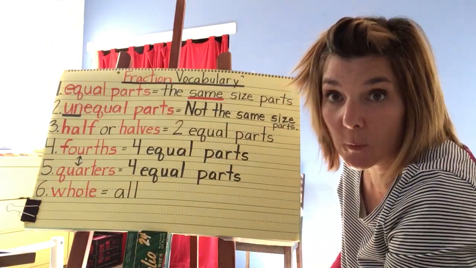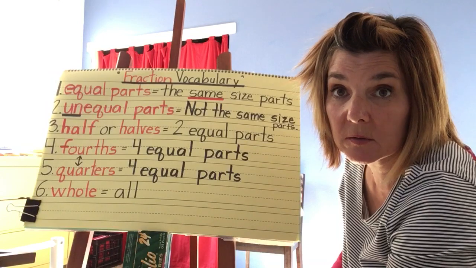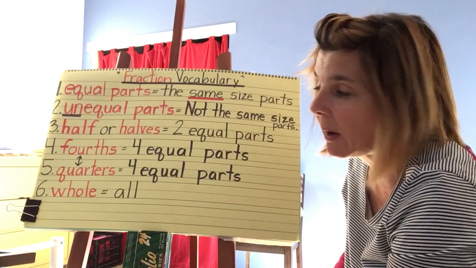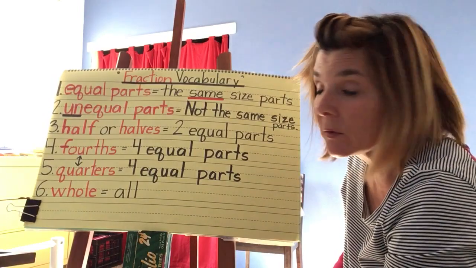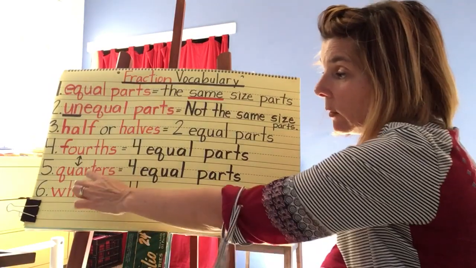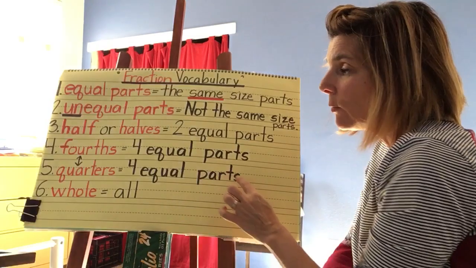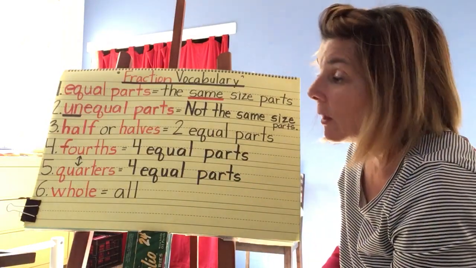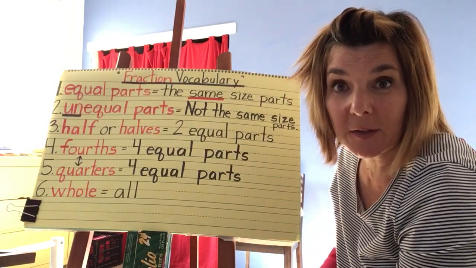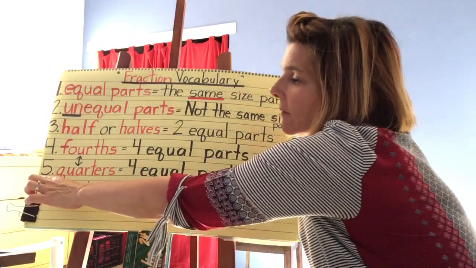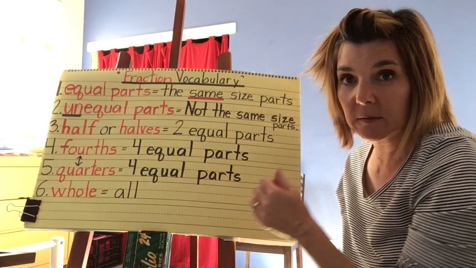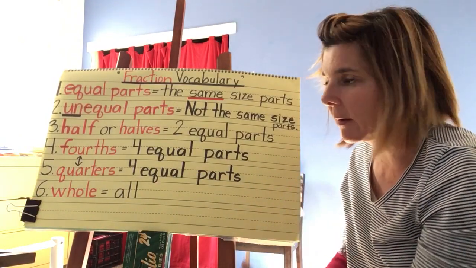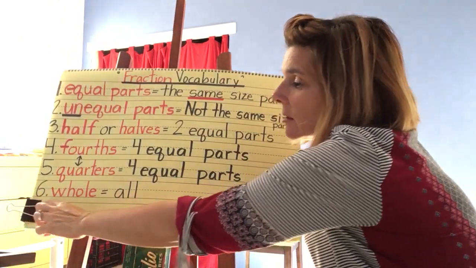Remember, it takes 4 quarters to make a dollar when we learned about coin value and money. 4 quarters equals a dollar. 4 equal parts. I don't want to start the video over, so let's start number 5 again. Quarters means 4 equal parts. Got it? Okay. Number 6, whole.